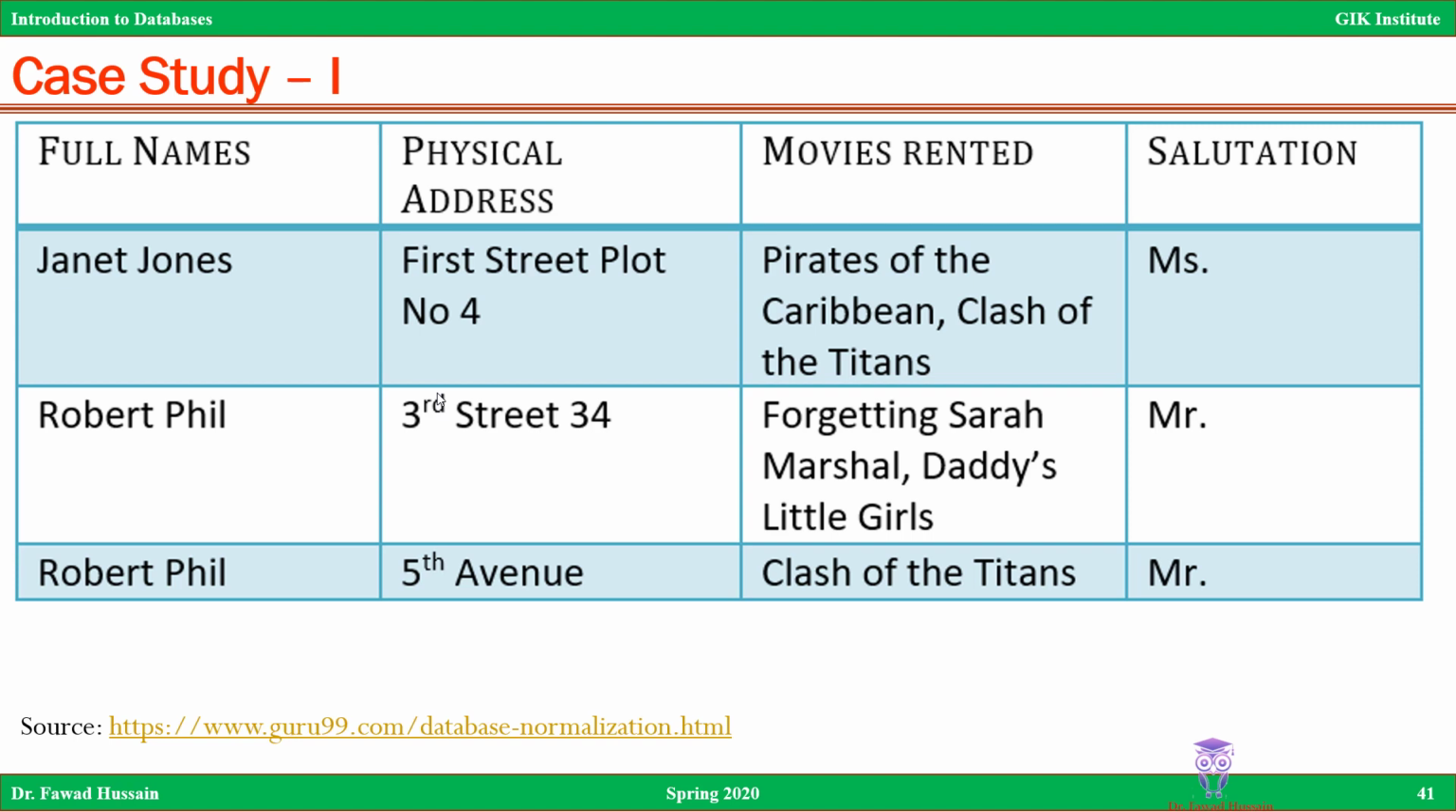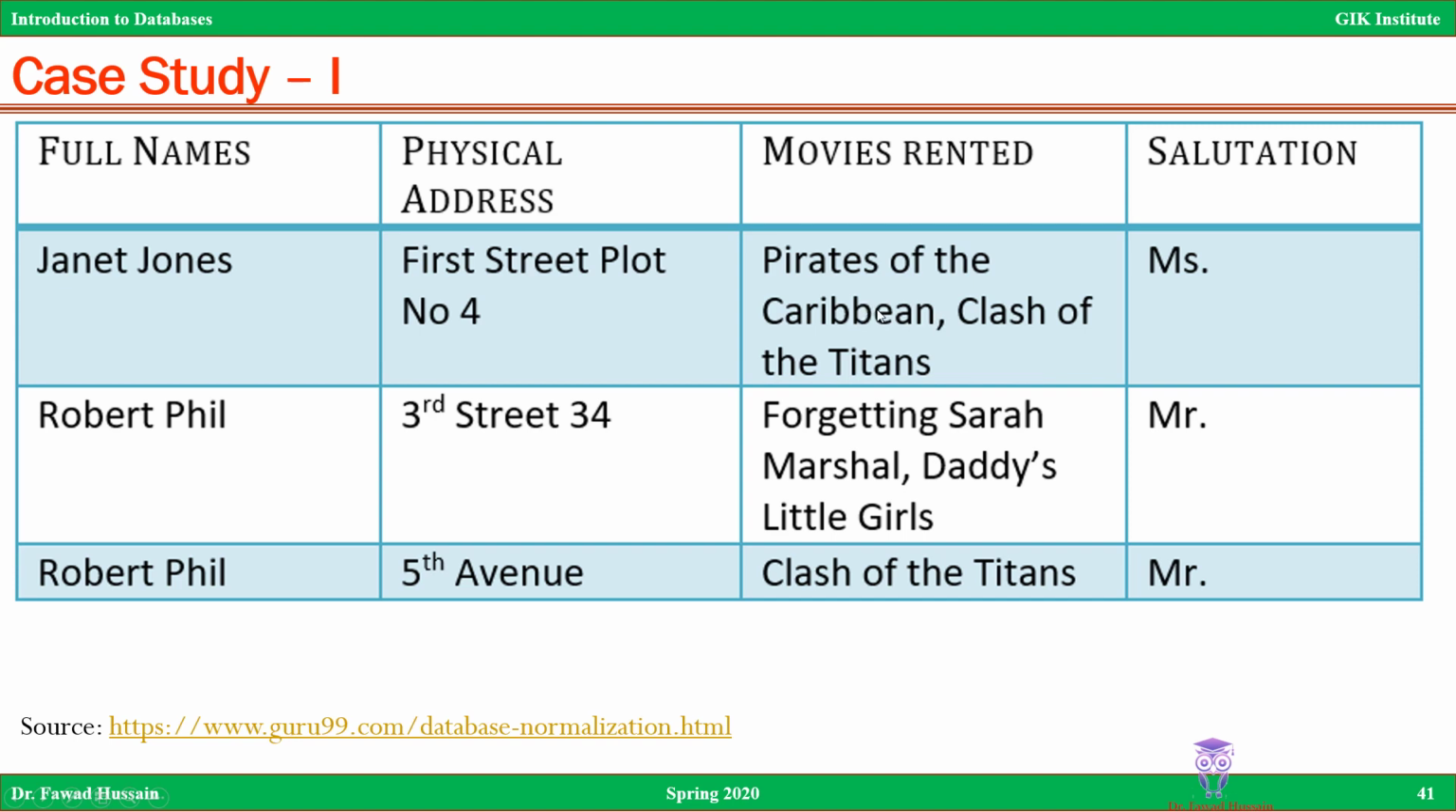If you look at it closely, the first thing is that one person can rent more than one movie. For instance, Janet Jones has rented Pirates of the Caribbean and Clash of the Titans, and similarly this person has also rented two and this person just one. So that's the first issue you have. You can see here with the comma that the person has rented more than one movie.